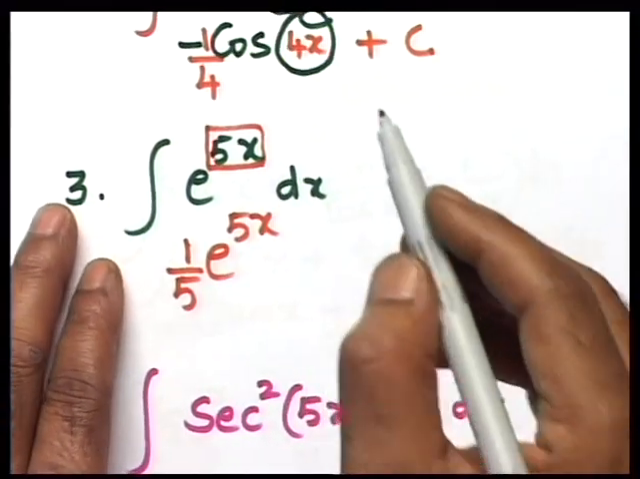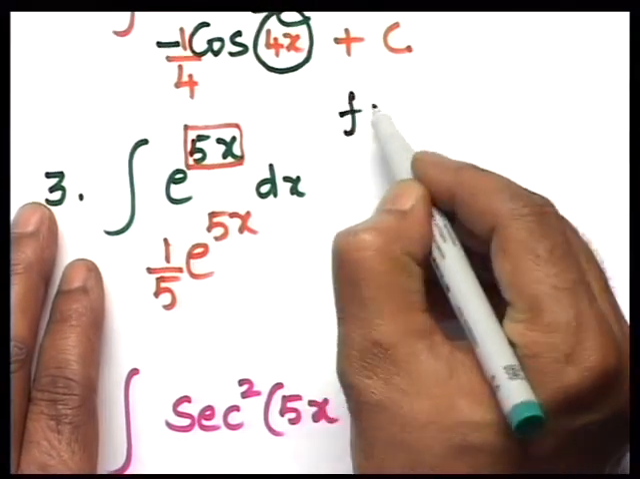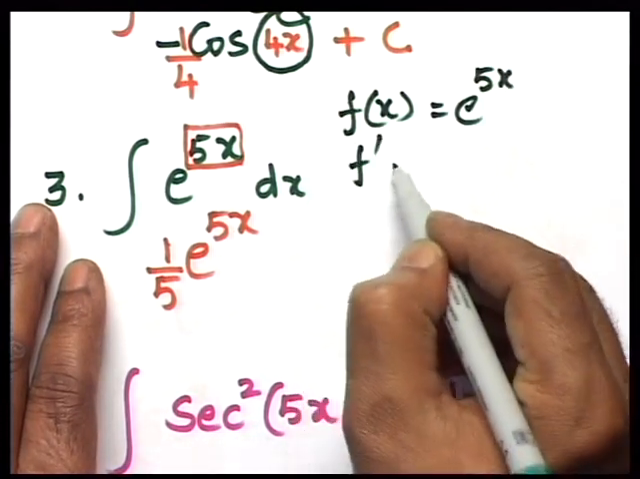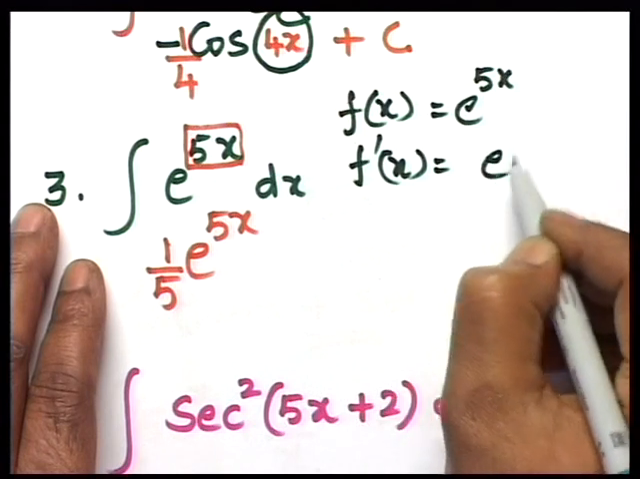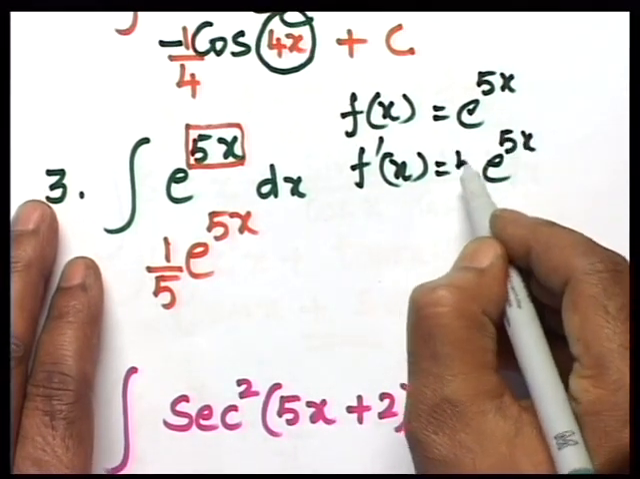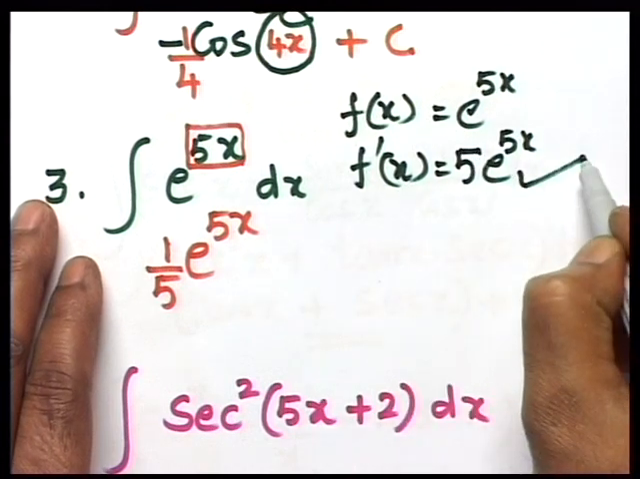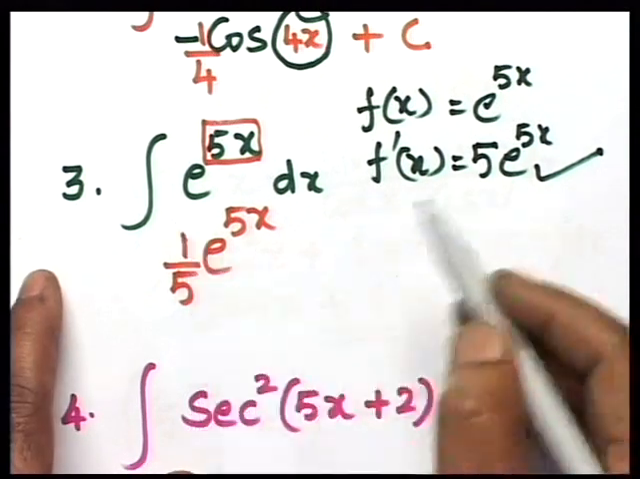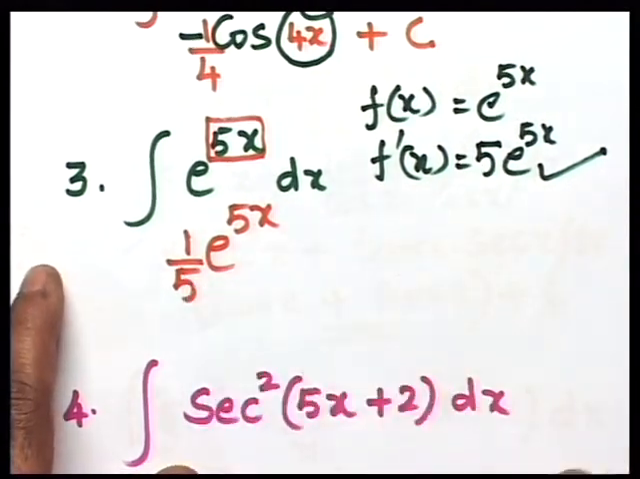If this was differentiation, we would say the function f(x) = e^(5x), so f'(x) = e^(5x). We differentiate the 5x, we get 5, and we multiply by 5. There is no plus c, please. That's f'(x). In integration, instead of multiplying by 5, we divide by 5.